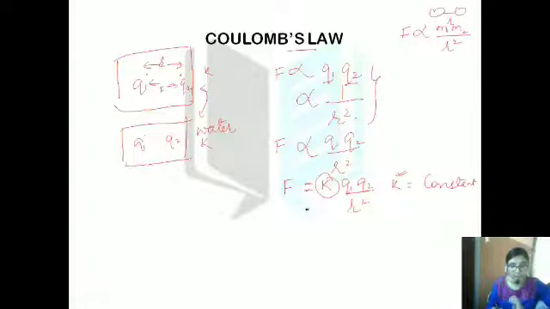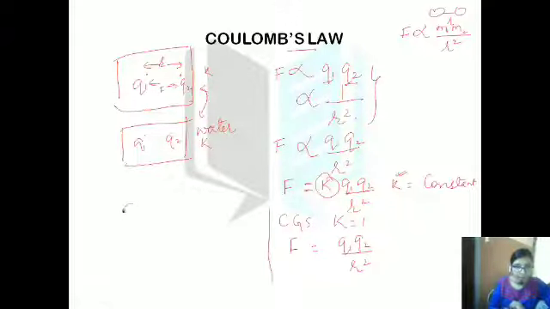We use CGS and SI system. In CGS system, the value of K is 1. So in CGS, this force will be Q1 Q2 by R square, whereas in SI system, the value of K is 1 by 4 pi epsilon naught. Here, we have discussed this K depends on the medium. Let's start with the simplified one. We'll take the medium to be vacuum.